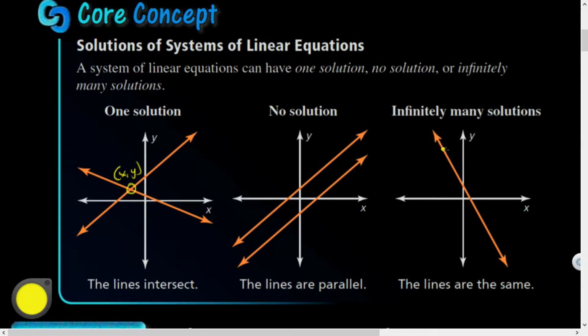Now, when I say infinitely many, that doesn't mean that every combination of x and y works. It means only the combinations that happen to be on this line work. If I have a point over here, Q comma R, this point is not one of those infinitely many solutions. So yes, there are infinitely many solutions, but it does not mean that everything works. There's still particular values that will make it true.